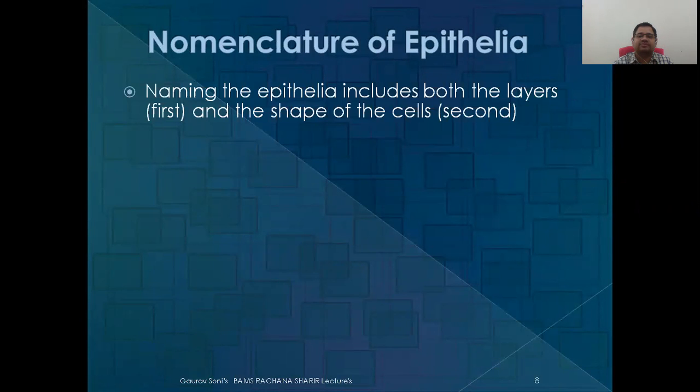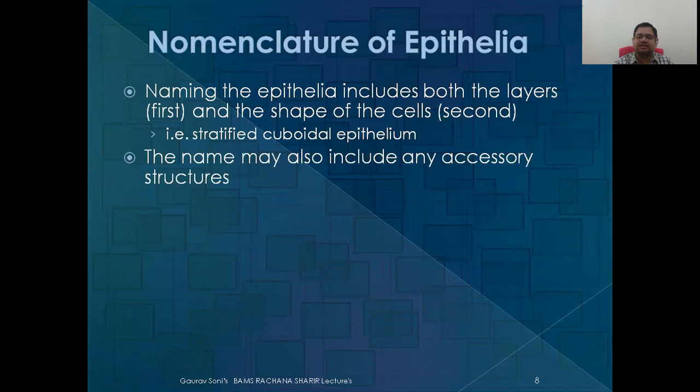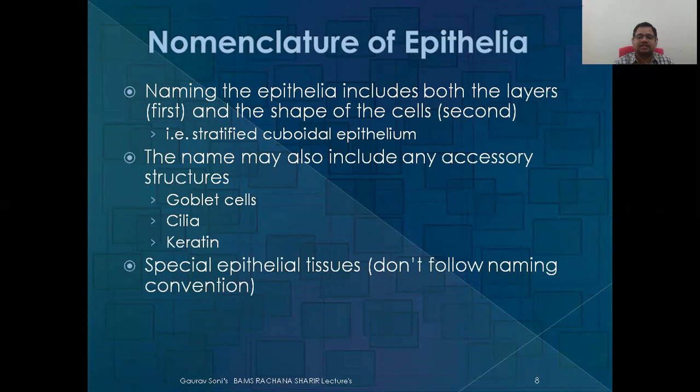So how does the nomenclature of epithelia work? Naming of the epithelia includes both the layer first and then the shape of the cell. Like stratified cuboidal epithelium. Stratified means many layers or more than one layer, and the shape will be cuboidal. We can take this inference from the name stratified cuboidal epithelium. The name may also include some accessory structures like goblet cells, cilia, keratin, and some special epithelial tissues don't follow the conventional system of nomenclature, like pseudostratified and transitional. So this is how the naming of the epithelium happens.